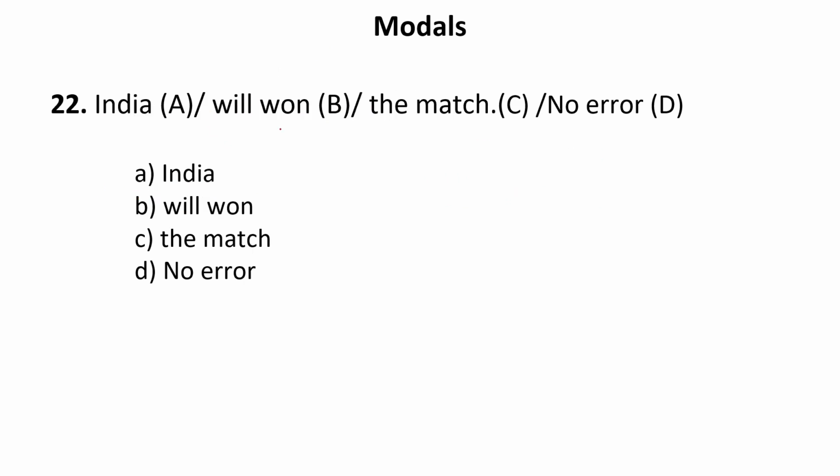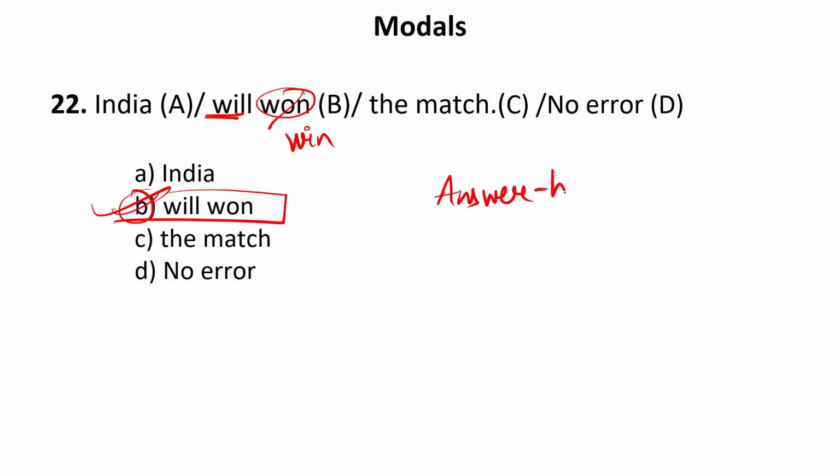Now let us move to the next one. India will won the match. Again, will is a modal which is followed by first form of verb, not won. Won is the second form or the third form. So it should be win. Now the correct sentence will be India will win the match. So the correct answer is B because this B part contains the error. So our answer is B.